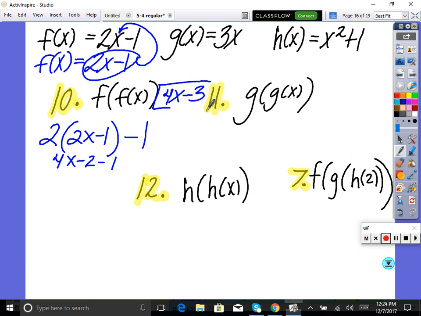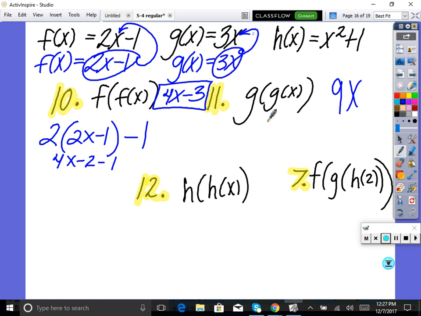What I want you to do is g of g of x. Ready, set, go. What'd you get on 11? Somebody got 9x, are they right? Yep. Guys, you would go like this. G of x equals 3x. We put that right there, which is 3 times 3x. You were right, Stephen.